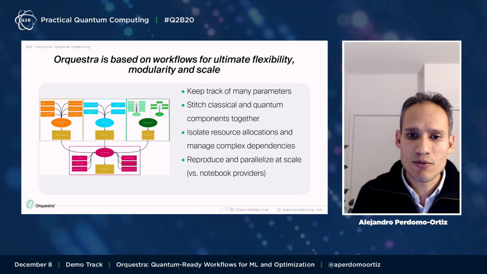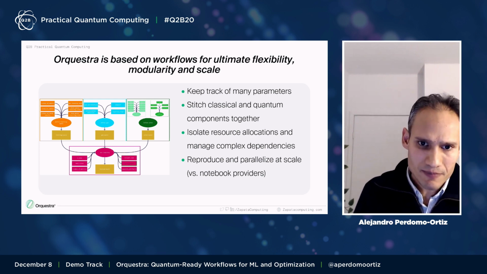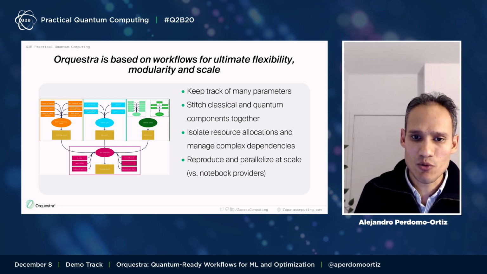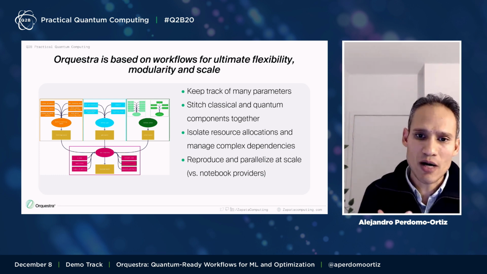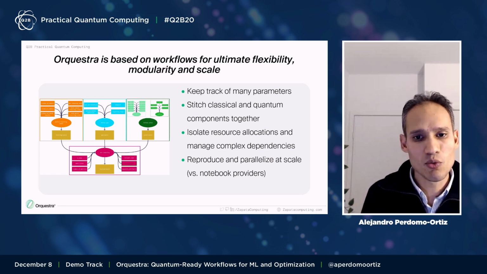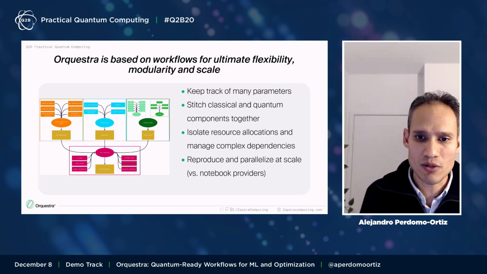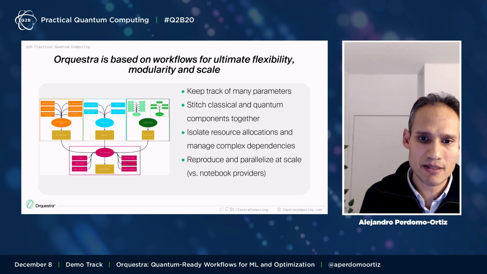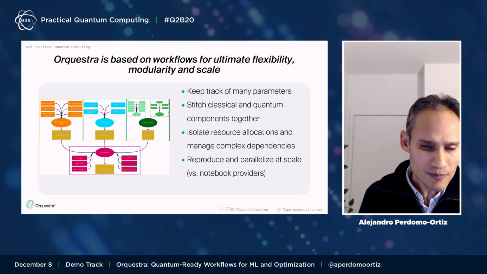And the last point is related to something unique in Orquestra, that is the containerization. Orquestra is built based on Kubernetes as part of the workflow management system. And what that allows you to do is to isolate resource allocations, and Orquestra is managing the complex dependencies for you. That's usually the concern when you're working with Jupyter notebooks, about not having the right version of Python or TensorFlow. So all these complex dependencies are taken care of for you.